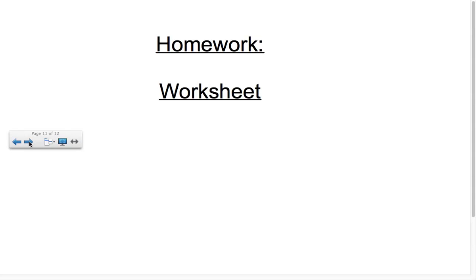22. Answer your summary by taking the question from the first slide, the essential question, and writing out your sentence. And then the homework for this lesson is a worksheet.